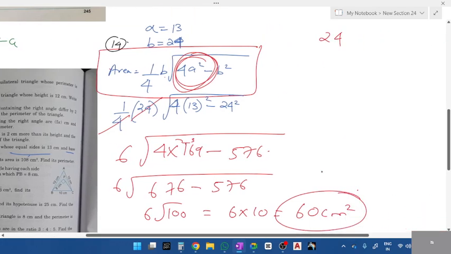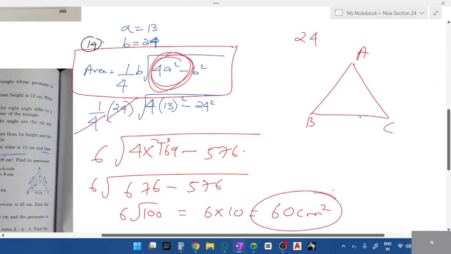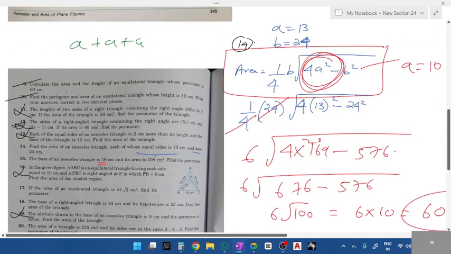See, for example, what is the base value they have given in the 15th question? Imagine the base is 18. After solving, imagine you get A equals 10. So these two sides will be 10, right? What will be the perimeter? 10 plus 10 plus 18. That is what they have asked. So first find A, then you will find the value of the perimeter.